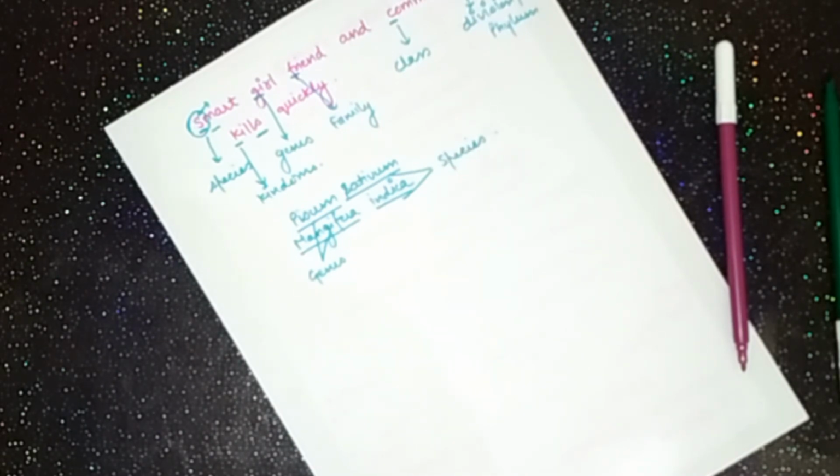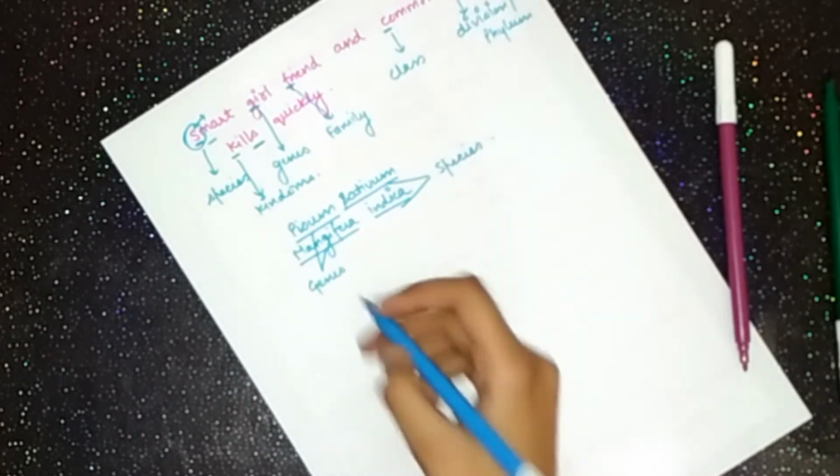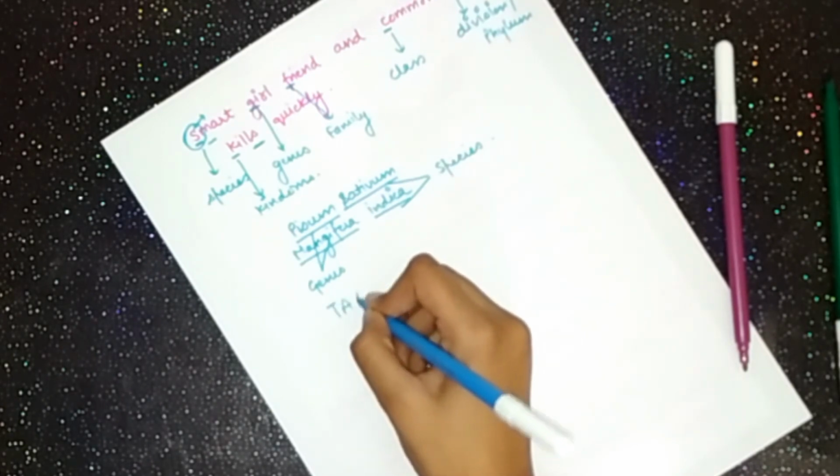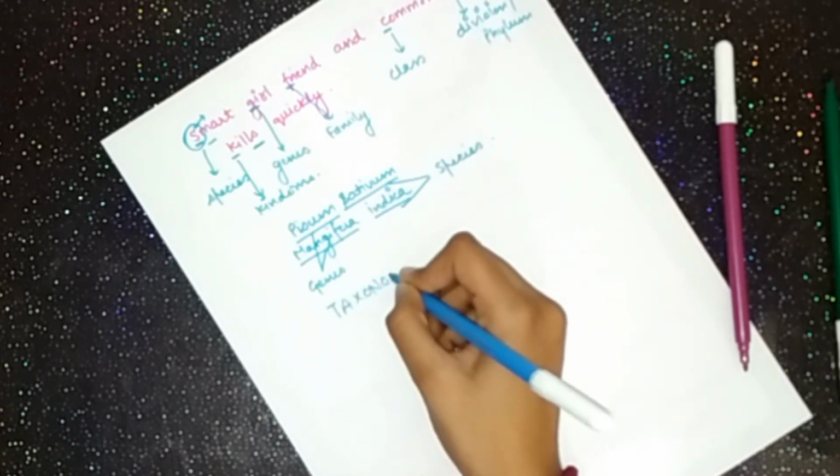The biological concept of species was given by Ernst Mayr, which is based on reproductive isolation. In the next video, I am discussing some taxonomical aids.